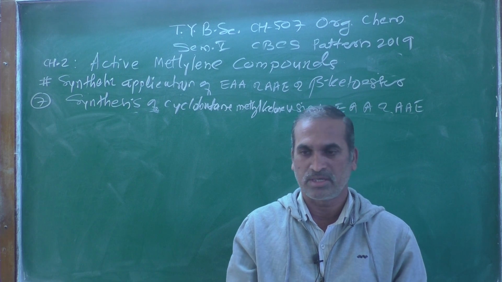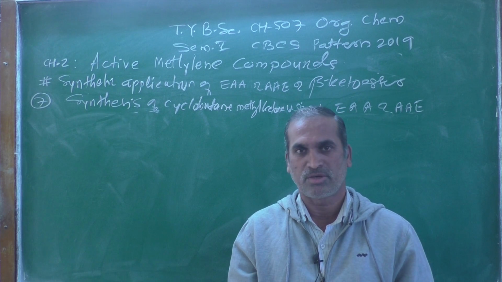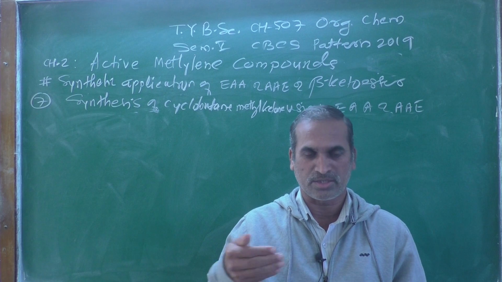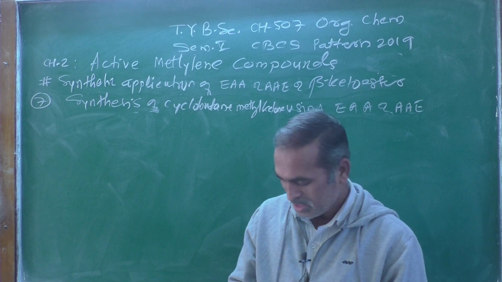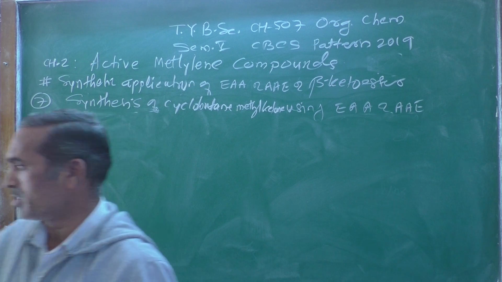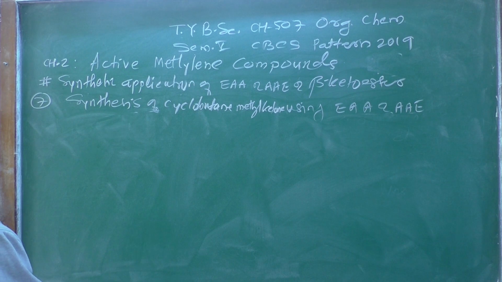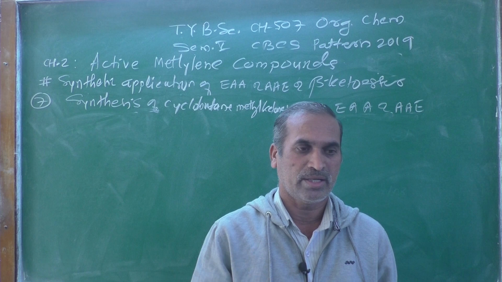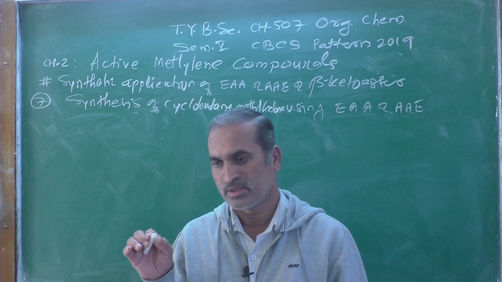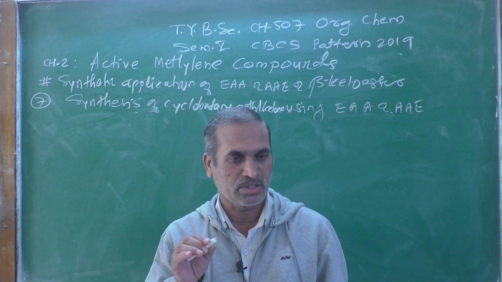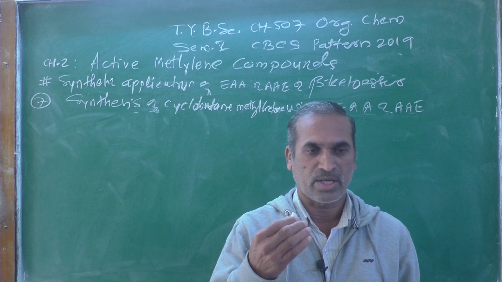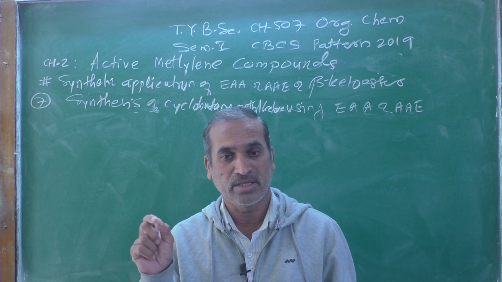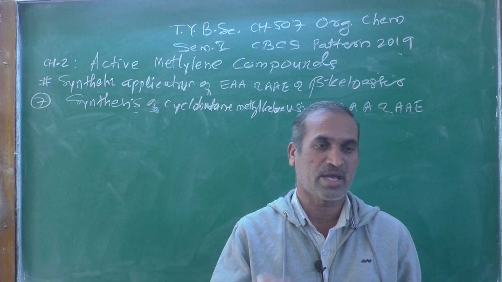I think yesterday we discussed the synthetic application of ethyl acetoacetate, or acetoacetic ester. And as we know, ethyl acetoacetate is one of the examples of an active methylene compound, or reactive methylene compound. Why is acetoacetic ester or ethyl acetoacetate called an active methylene compound? Because it contains an active methylene group. The CH2 group is known as active methylene.